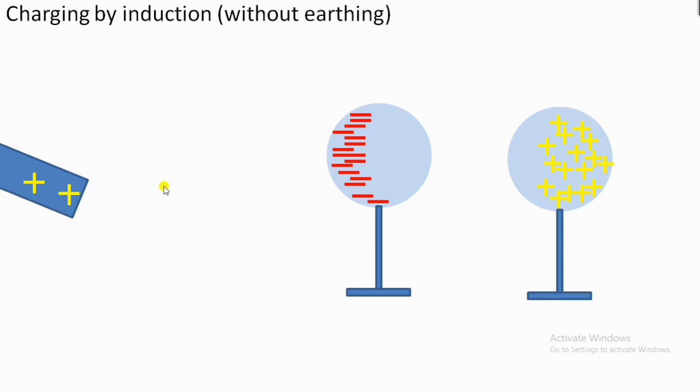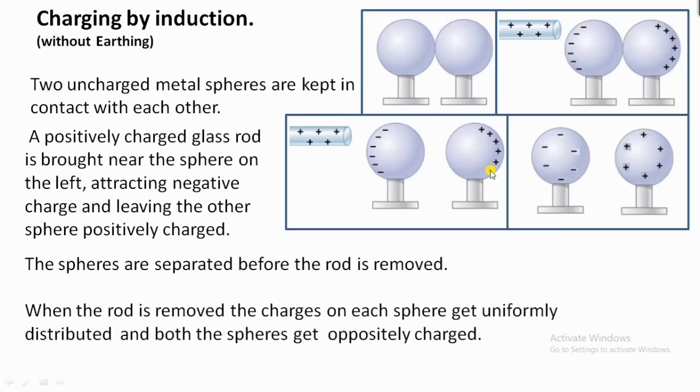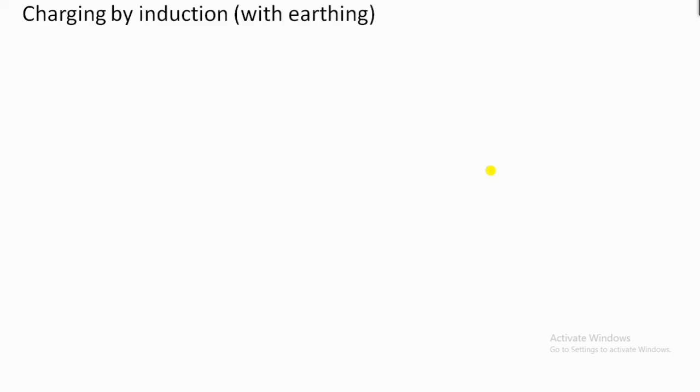Now when we take away the rod, this charge will get distributed throughout the sphere. Now both of them are charged. This is negatively charged, this is positively charged. So this is the same thing written. You can pause the video and copy the notes.